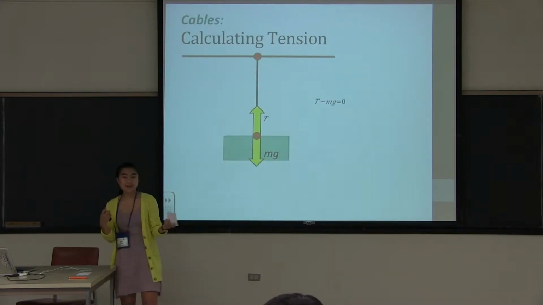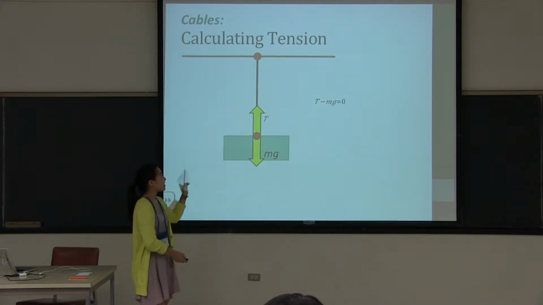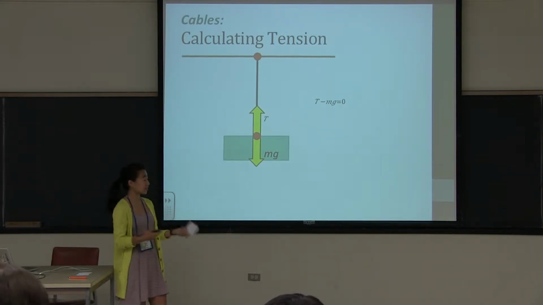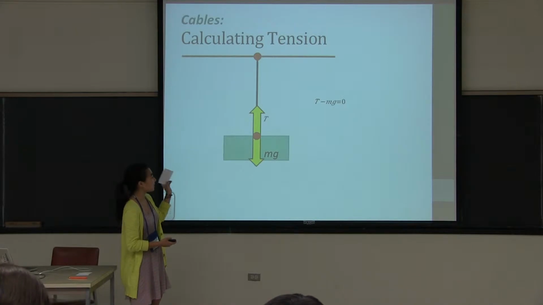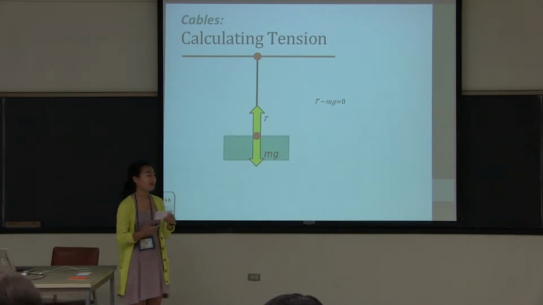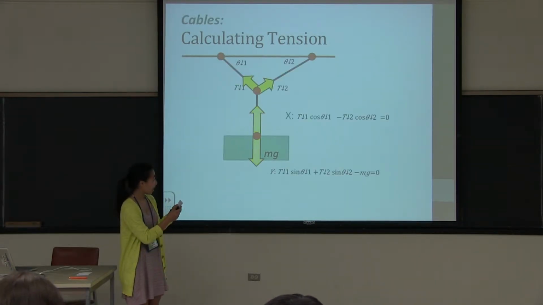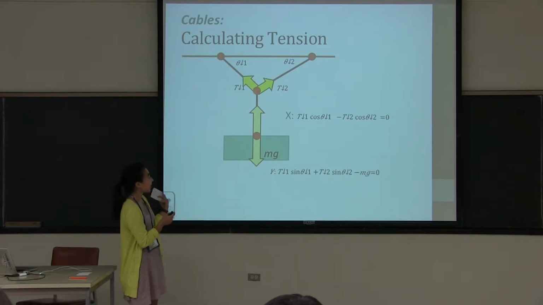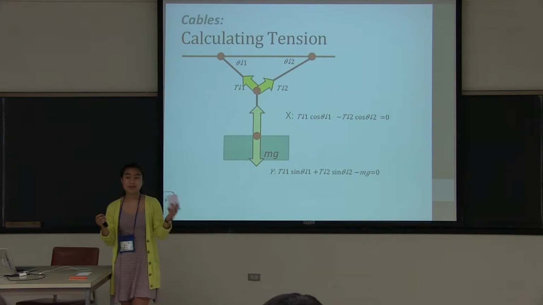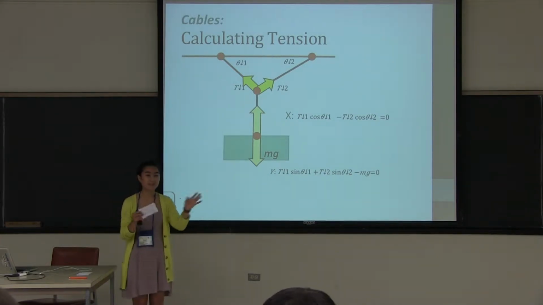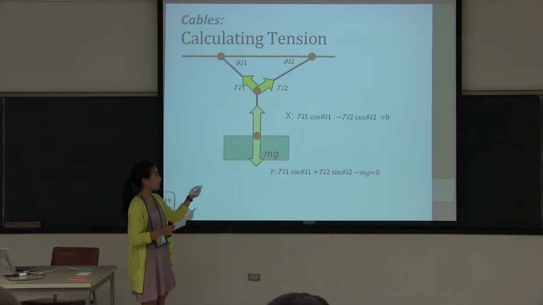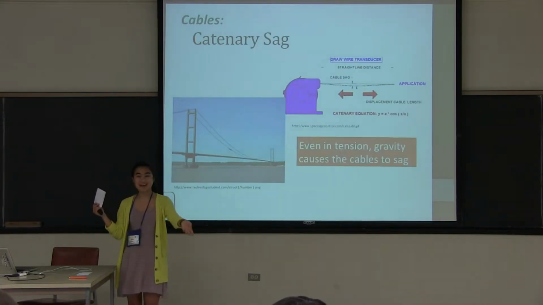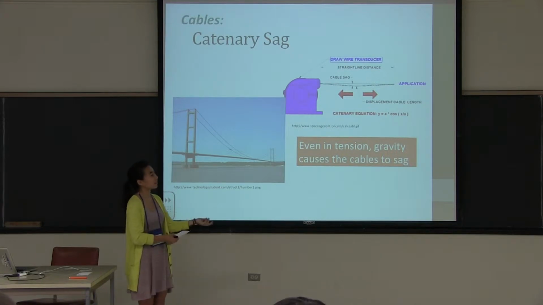So basically, we all learned this in our physics class. Because the object is not moving, it has zero acceleration, then the net force is zero. And so the tension equals your weight, which is mass times gravity. And if you look at cables that are at an angle, then you look at the x components and the y components separately. The x components would equal each other and balance out, and the y components would equal the weight pulling down, because as I said before, all the forces are in equilibrium.